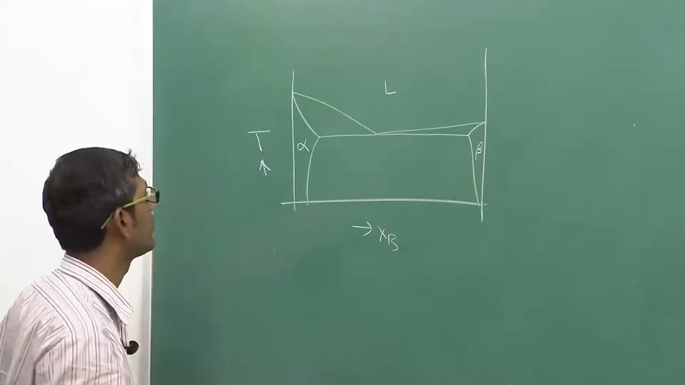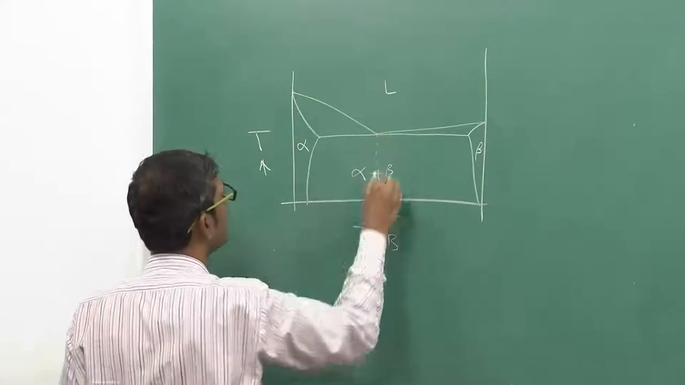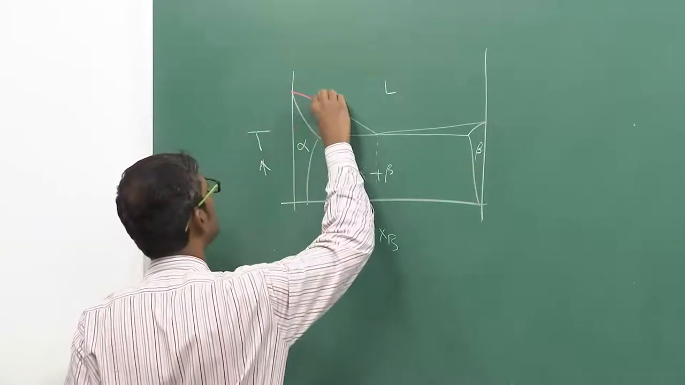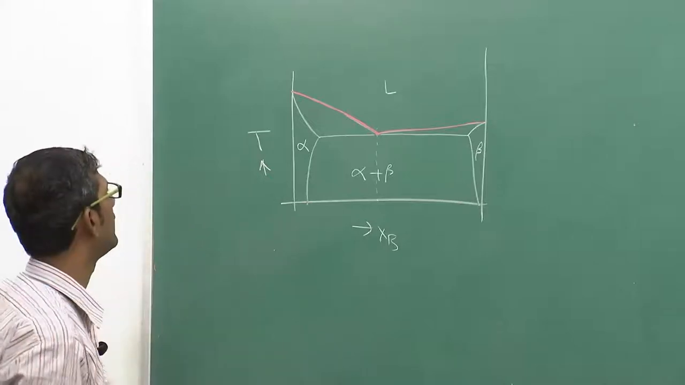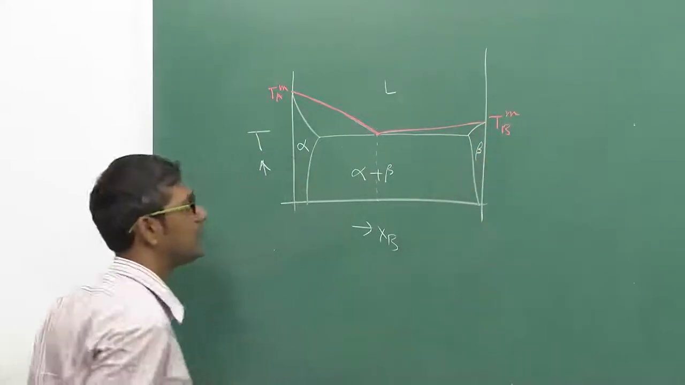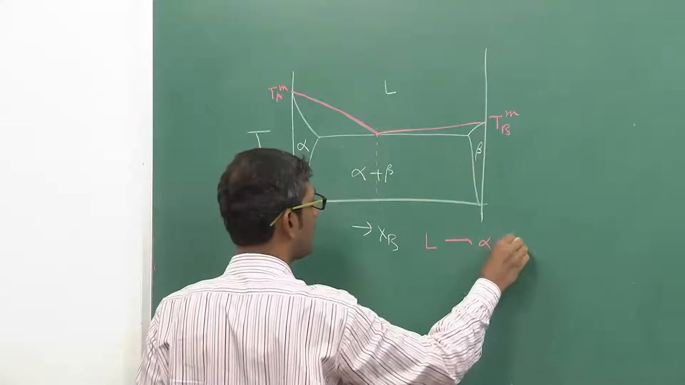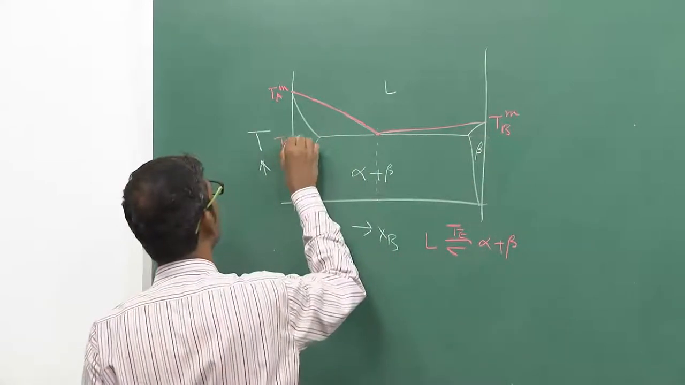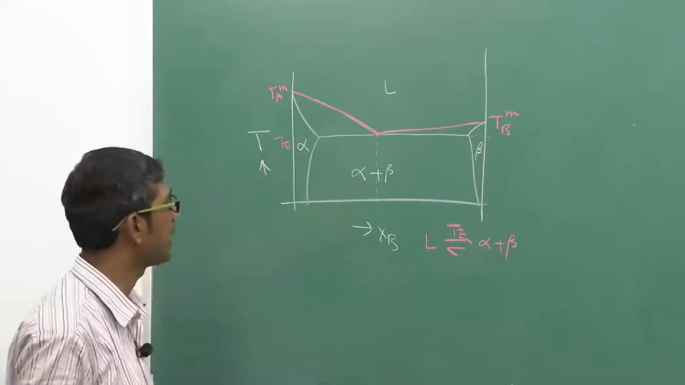So alpha, beta are the two terminal solutions, and eutectic is basically the lowest melting solid in this phase diagram. As you see here, both the liquidus lines are going down and they are meeting at a point whose temperature is lower than the melting temperature of pure A and the melting temperature of pure B. So the eutectic reaction is basically liquid going to alpha plus beta when it happens at the temperature T. The T is given by this line. This is an invariant line, we know that. So eutectic is a very classical phase reaction.